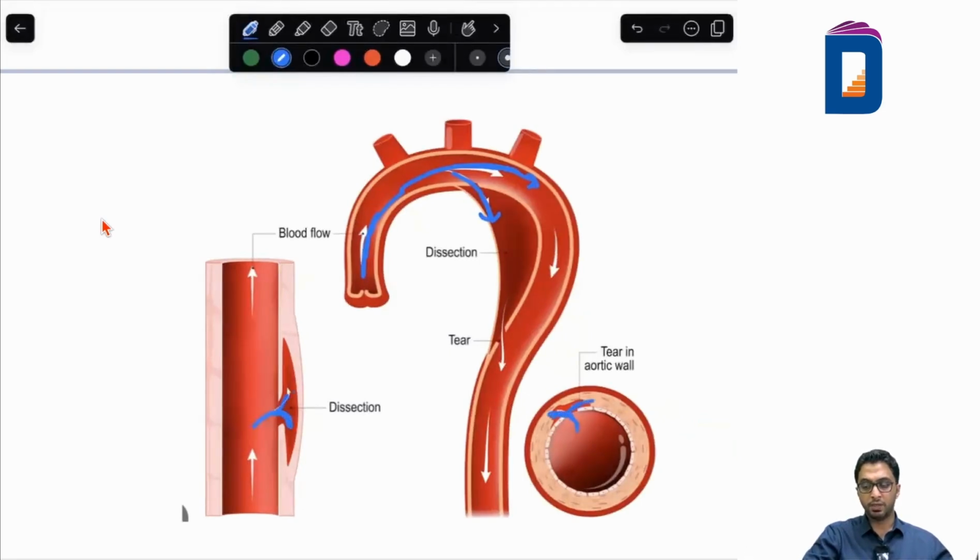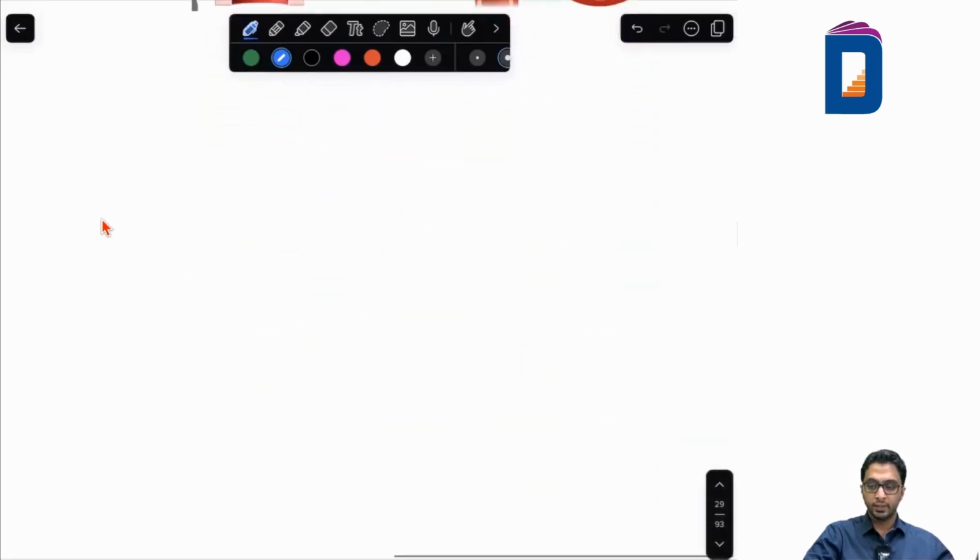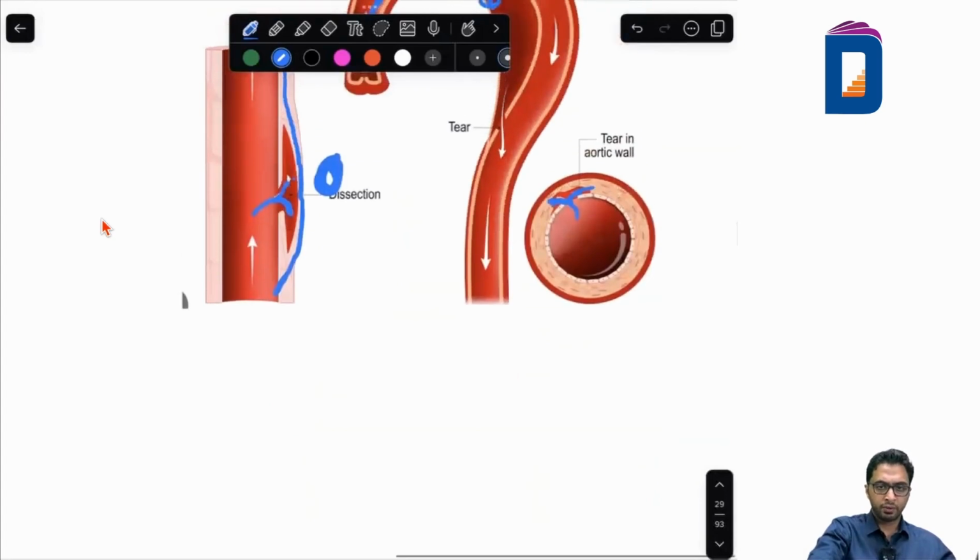Now, please note there's a condition where you will get the blood here, where your outer wall is also broken. The outer layer, the adventitia, is also broken, which we will definitely come to. Anything I'm missing out for you?